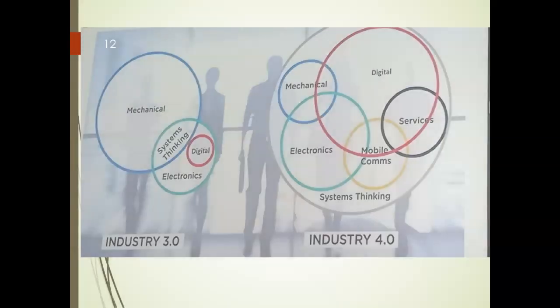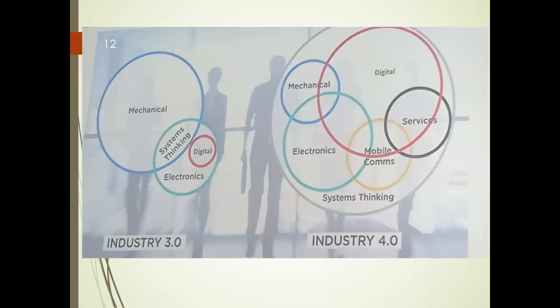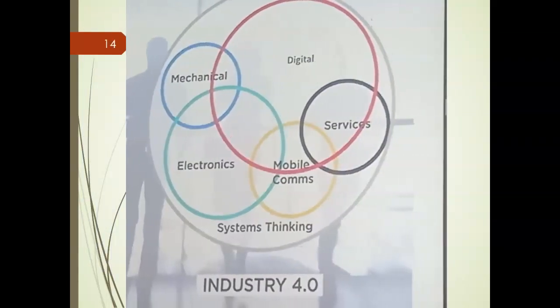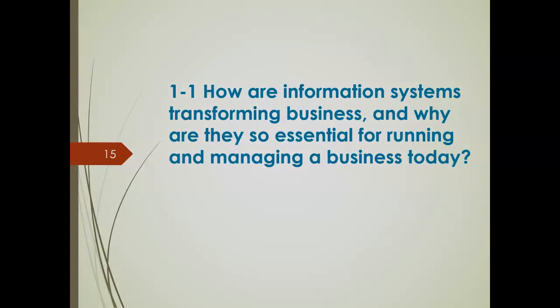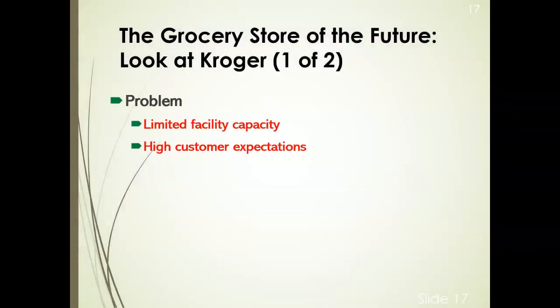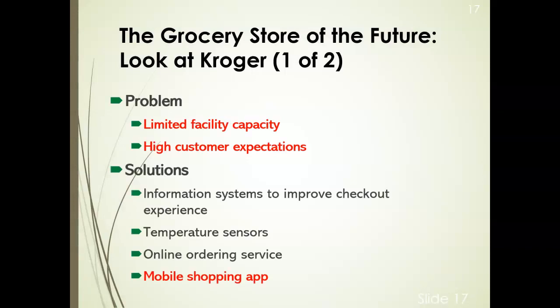So we then went on to say that in Industry 3, the digital footprint was very small, whereas now in Industry 4, the digital footprint is huge. So much so that companies that are not digital companies now have a massive digital footprint. So we looked at an example of a case study, and the example we looked at was Kroger. And we talked about Kroger, what they developed.